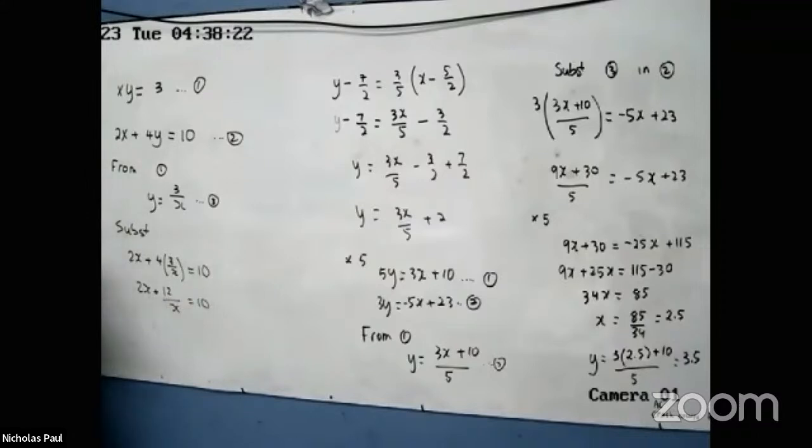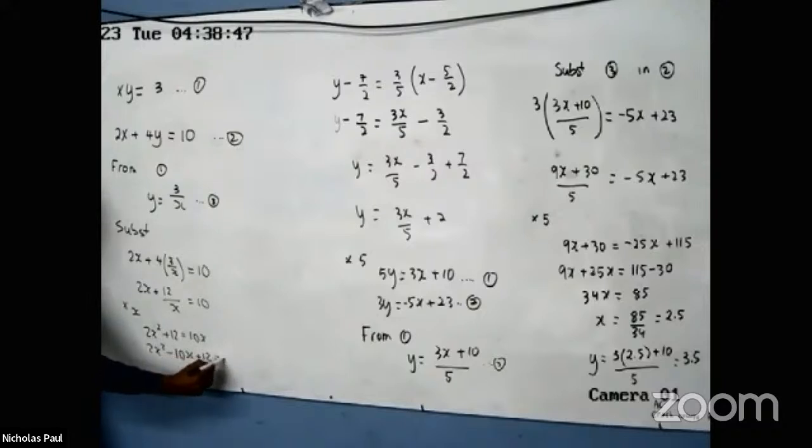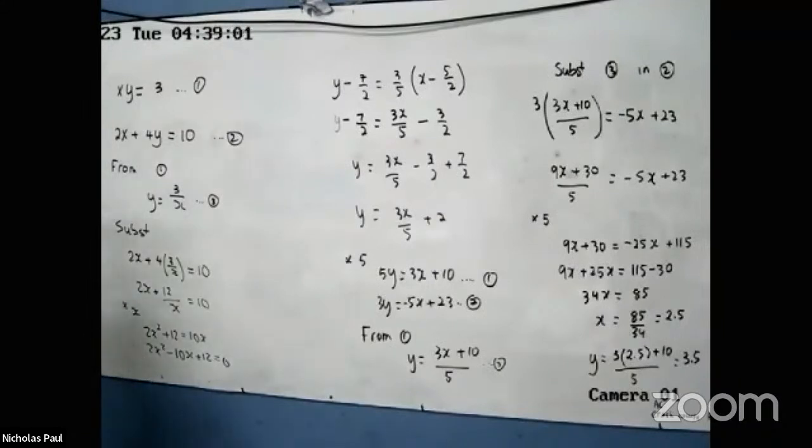You don't want the fraction, right? So you have to multiply everything by x. So you'll get 2x squared plus 12 is equal to 10x. Bring it to this side because you want it equal to 0. So you'll get 2x squared minus 10x plus 12 is equal to 0. Do not try to factor out x here and make it equal to 12. That's not a rule. This is now a what? Quadratic, right? You'll try to solve it, then solve it.